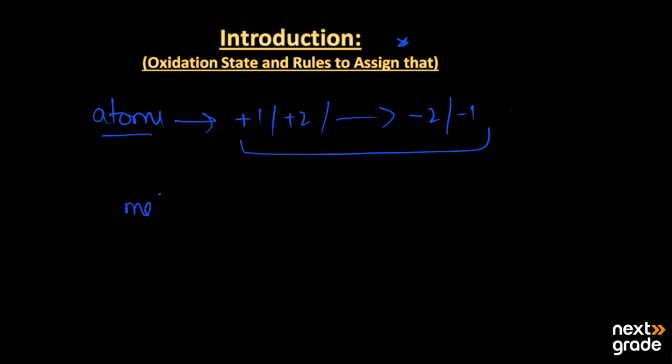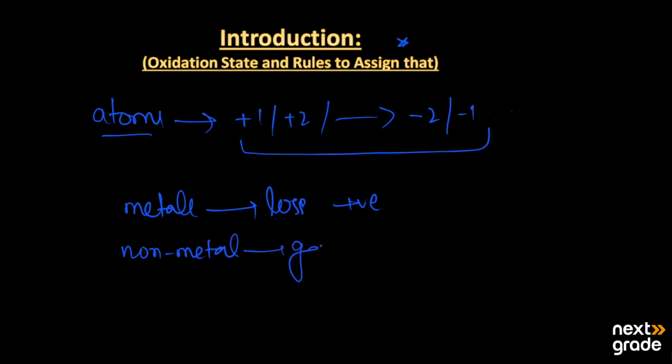For example, if we have metals, when they lose electrons, they carry a positive charge, and when we have non-metals, they can gain electrons and carry a negative charge. Now, how do they gain and lose electrons, and why do they have these types of charges? So we will learn about this.